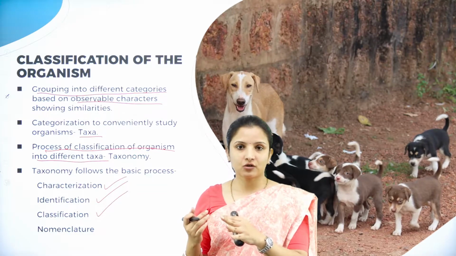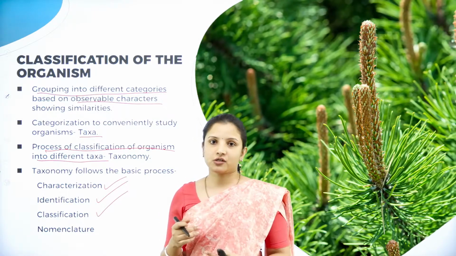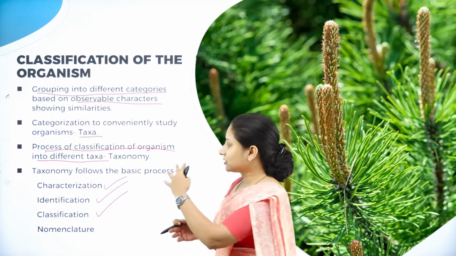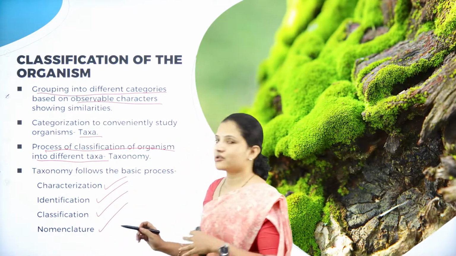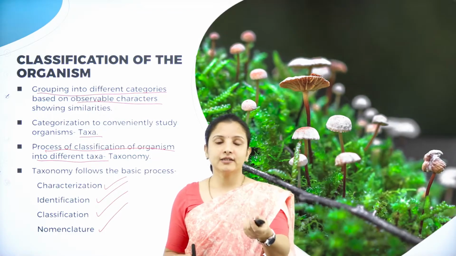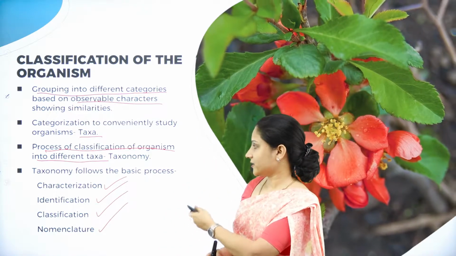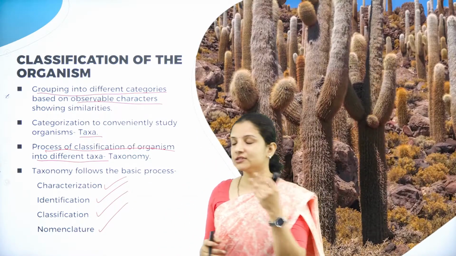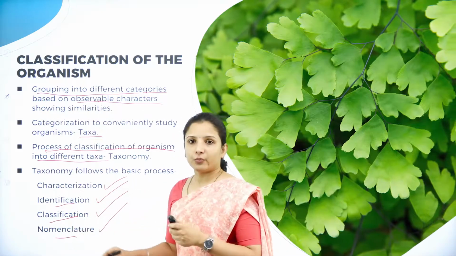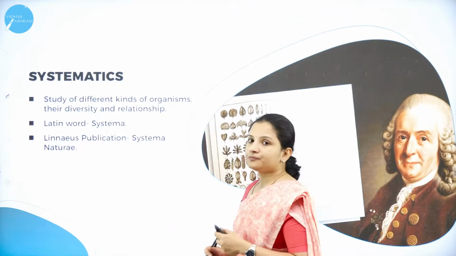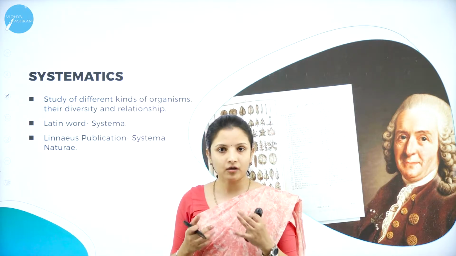So, for example, if it is a dog, under dog, you can say it is a Pomeranian, it is an Alsatian, it is a bulldog. You can categorize. So these are the basic processes of classification. The final thing is nomenclature. As I told you, you will name them. That is an Alsatian, that is a Doberman, like that. You will name them. That is nothing but nomenclature. So taxonomy follows the basic process such as characterization, identification, classification, and nomenclature. So there is a systematic approach that has to be followed for the classification of an organism.